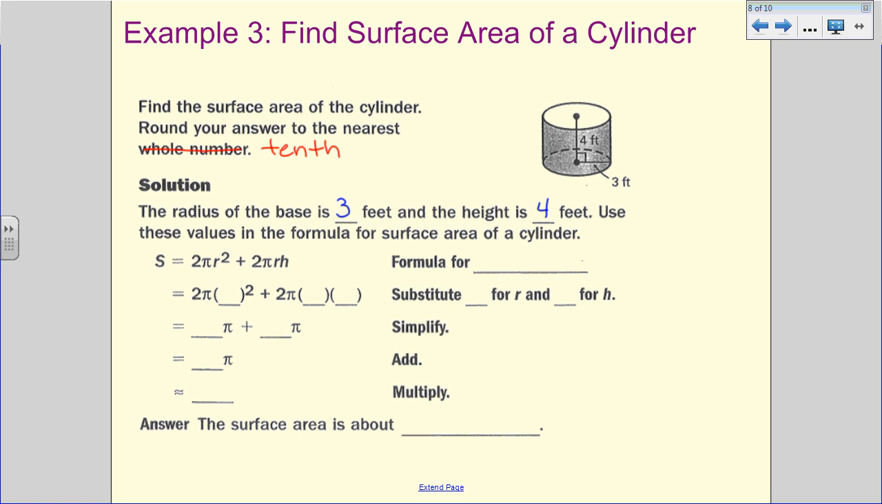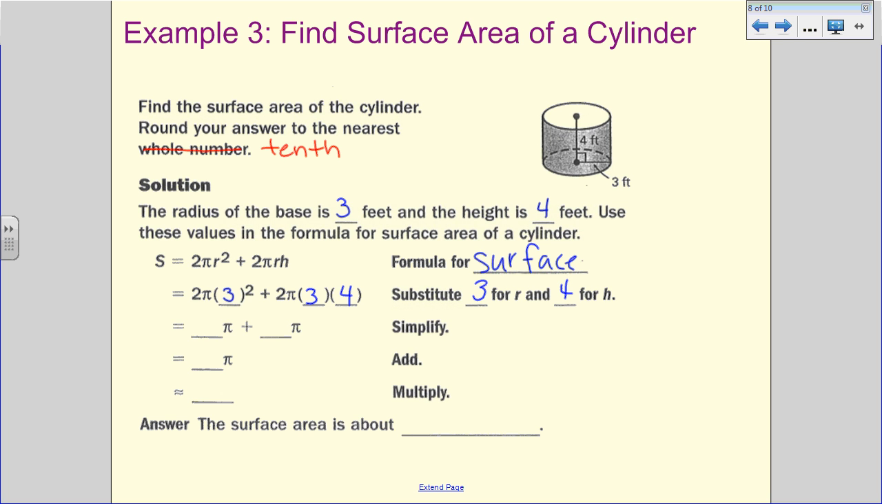So if we look here, the radius of the base is 3 feet, and the height is 4 feet. So we're going to use these values. The formula for the surface area is 2 times pi r squared, so we have 2 circles. So we're going to do 2 times pi times 3 squared, because that's your radius, plus 2 times pi times just the radius, because that's the circumference, times your height of 4. So you're substituting 3 for r and 4 for h.